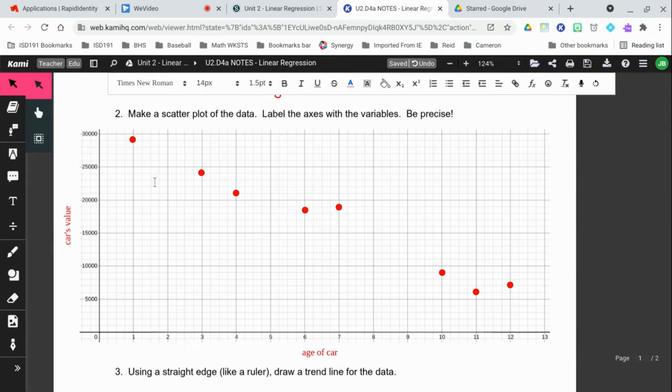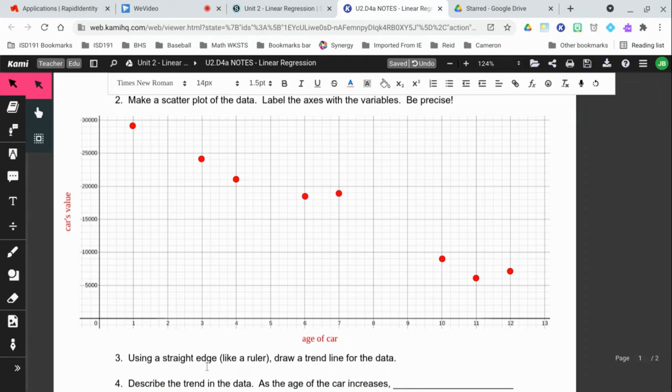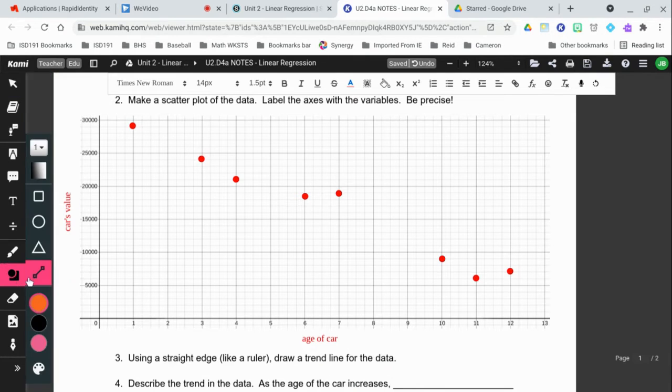Okay, so I can definitely see a trend here. So step 3 says use the straight edge. Well, I'm just going to use my line drawing tool. So I go to line. I'll just do stroke thickness of 1. That'll be fine. I'll use orange for my line. And draw a trend line for the data.